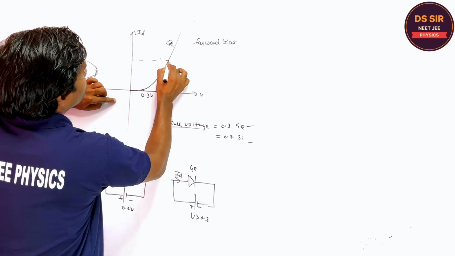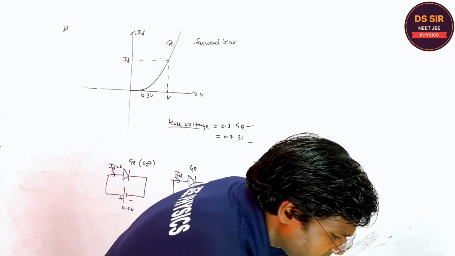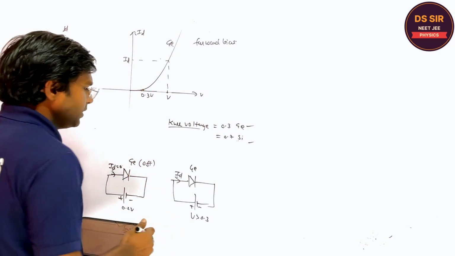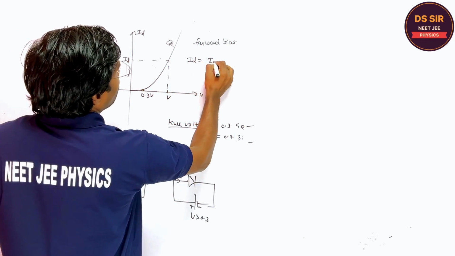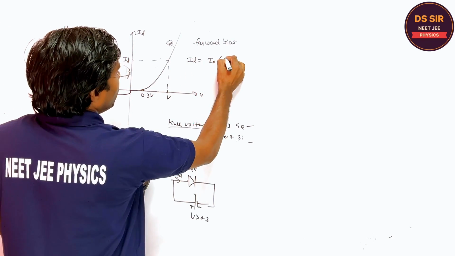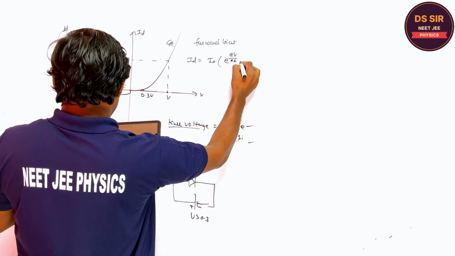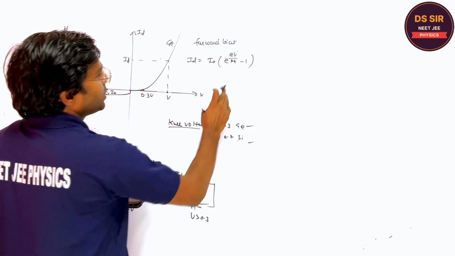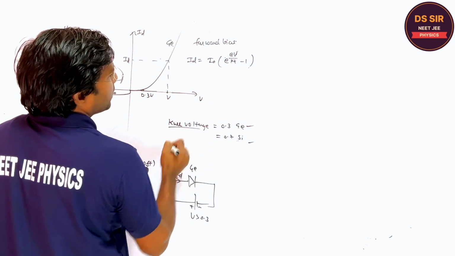Suppose for different voltages, the current in the diode will be different, and it is an exponentially increasing function. So what is the diode current? The diode current for forward biasing is given by I naught, where I naught is the reverse saturation current, times e raised to the power eV upon kT minus 1. What is e? It is the electronic charge, k is the Boltzmann's constant, T is the temperature, and V is the potential applied. Are you getting or not?